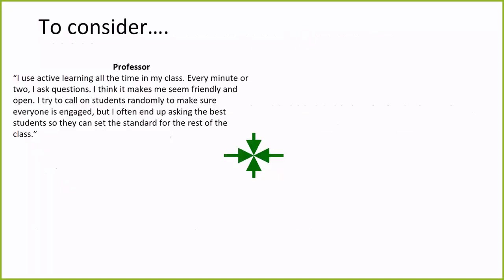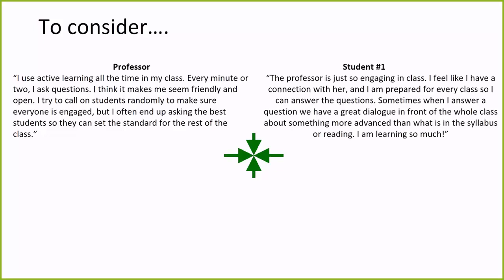We're starting out with this lecture, and there's a professor who says that they use active learning in their class all the time. Every minute or two, they're asking questions. They try to call in students randomly, but they often end up asking the best students in the class so that they can set the standard for the rest of the class. I don't know if you've ever been in or taught a lecture like this, but this is somebody who feels like they're very active and feels like everyone in their class is benefiting from it. Then we've got student number one, who thinks the professor is just so engaging.